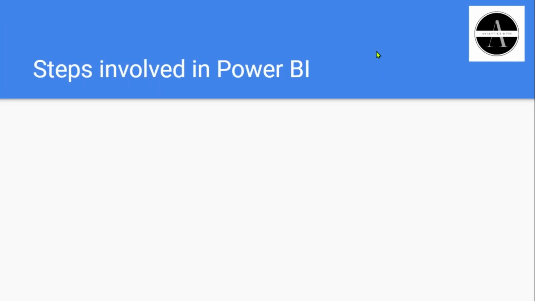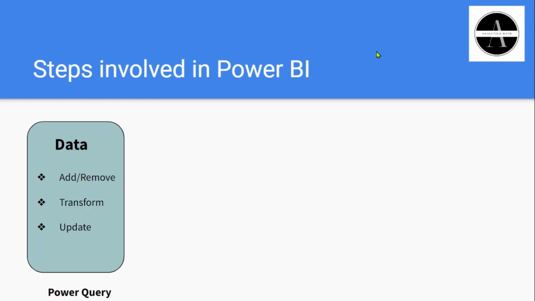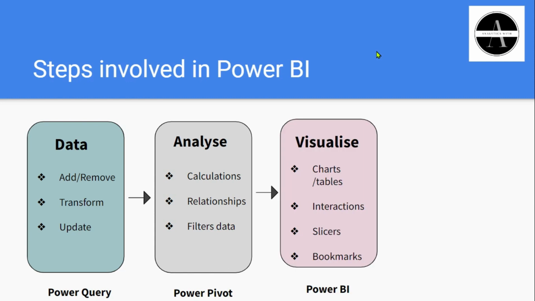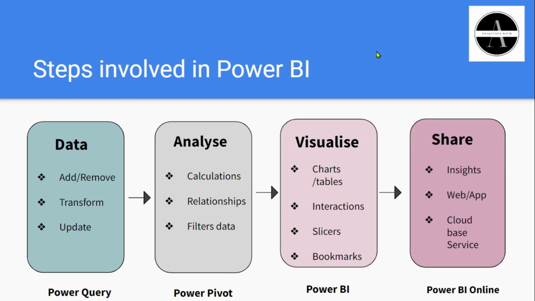Now let's see the steps involved in Power BI. Once you import data into Power BI Desktop, you have to do transformation in Power Query Editor, where you add columns, remove columns and update your data. Then you analyze your data by doing some DAX calculations and you create a data model in Power Pivot. After that, you visualize your data and create charts and tables in Power BI data visualization, where you also create slicers and bookmarks.